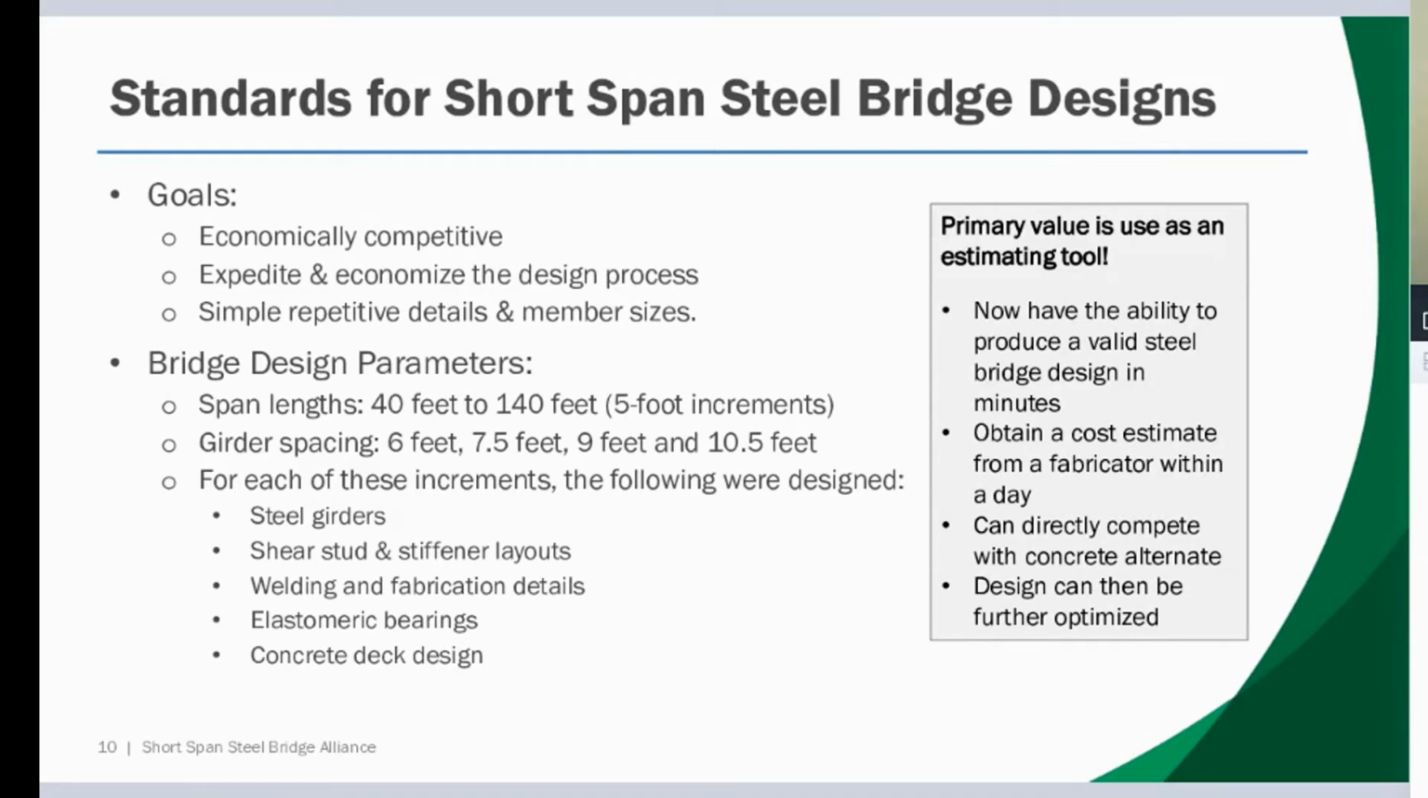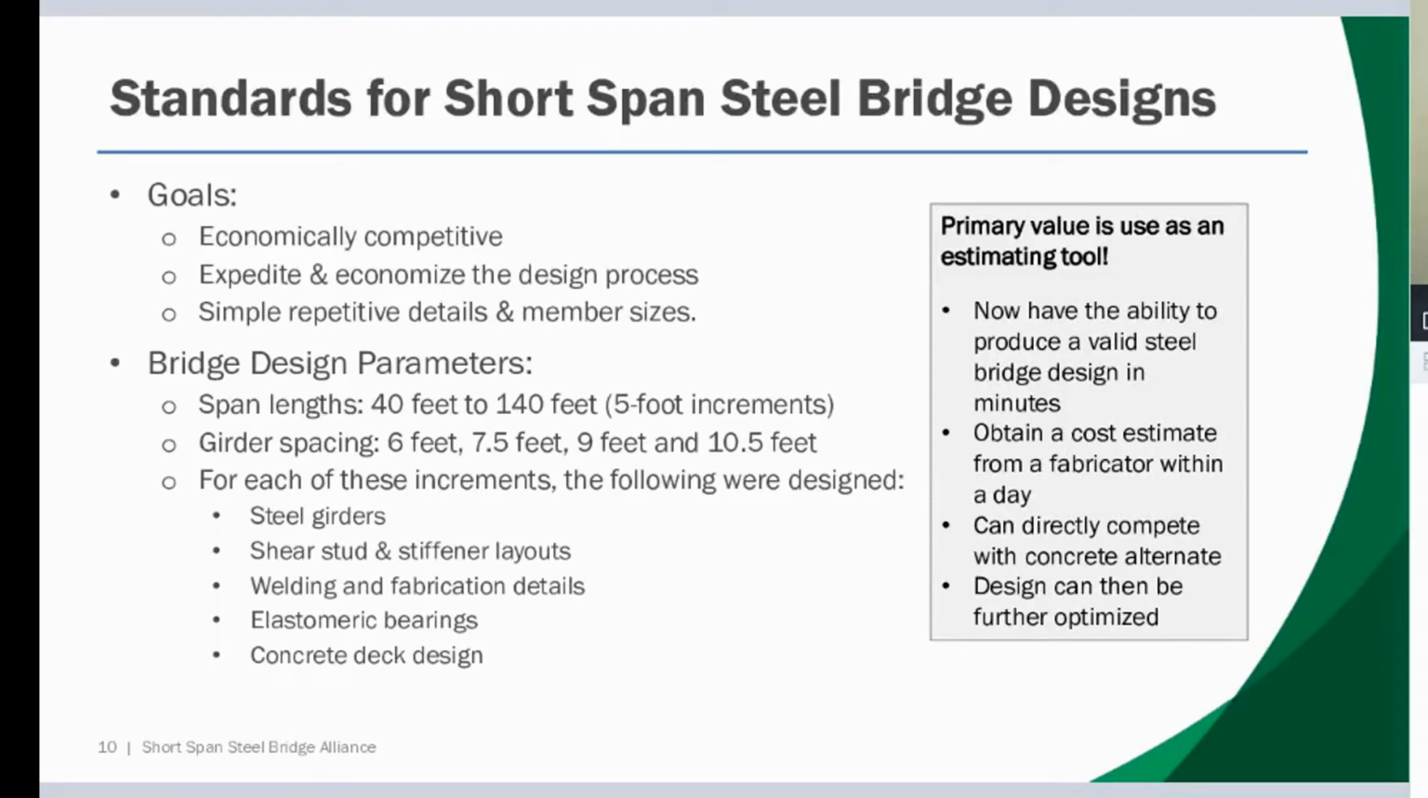Now, in terms of what we developed, we took bridges in the short span range, which we define as any span that's less than or equal to 140 feet. We took those span lengths and divided them in 5-foot increments. So we started at 40 feet and designed girders at 40 foot long and 45 foot long, 50, 55, 60, so on and so forth. For each of those different span lengths, we designed a particular girder. Most state standards have details very similar to that for steel or even concrete solutions. And so for each of those different span lengths, we have a unique design.